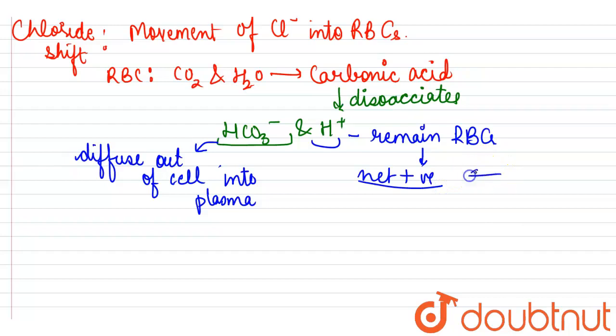As a result, the chloride ions from the plasma come into the red blood cells. So these chloride ions diffuse into the red blood cells from the plasma. This neutralizes the positive ion concentration of hydrogen ions inside the cells by diffusion of negative ions, that is chloride. Thus the neutralization of the charges takes place inside the cell and plasma as well.